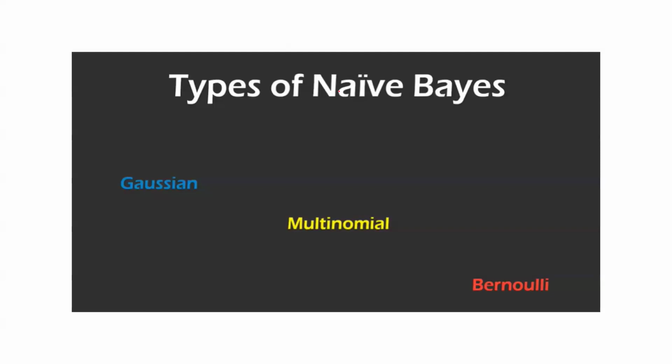Coming to the construction of Naive Bayes, we can construct it with the help of three methods: Gaussian Naive Bayes, multinomial Naive Bayes, and Bernoulli Naive Bayes. Mostly we are going to use Gaussian Naive Bayes for finding such frequencies and likelihoods of the table.